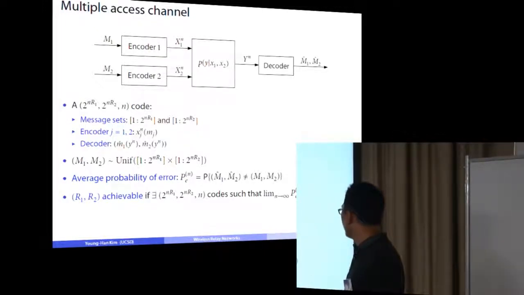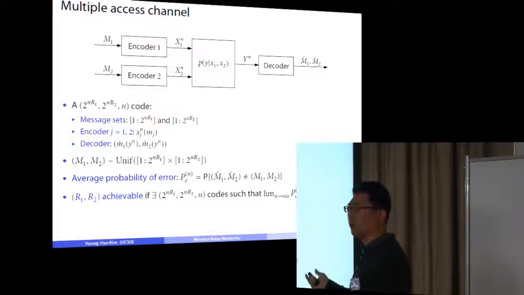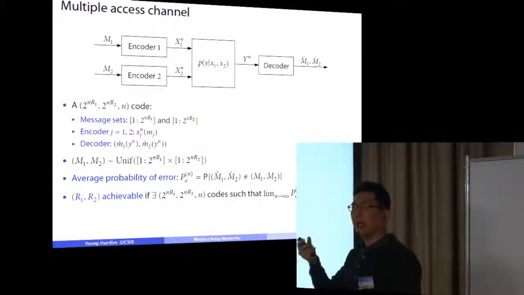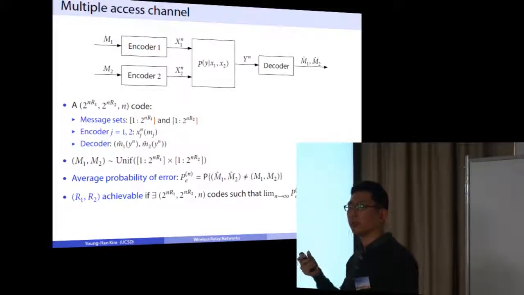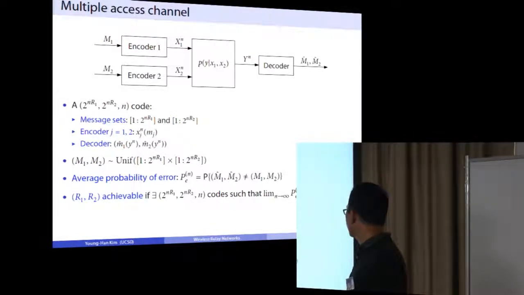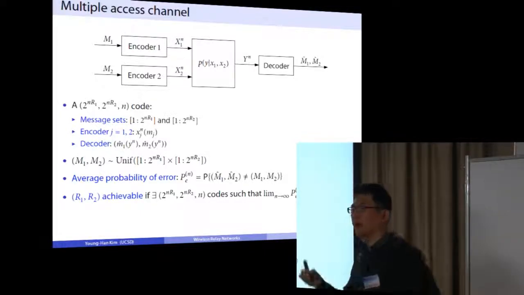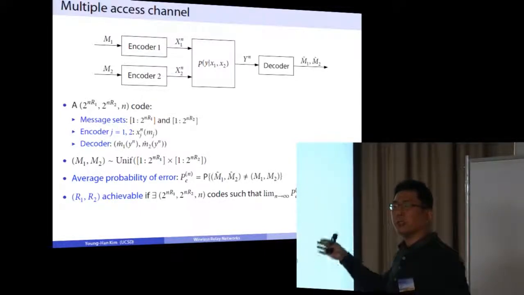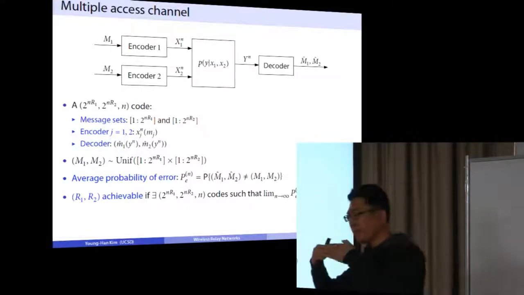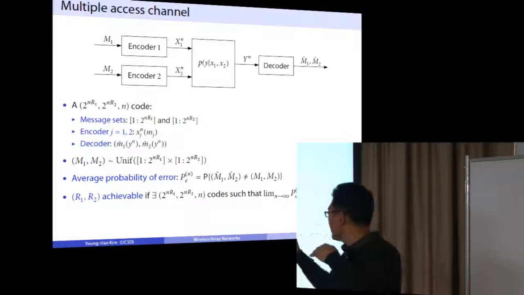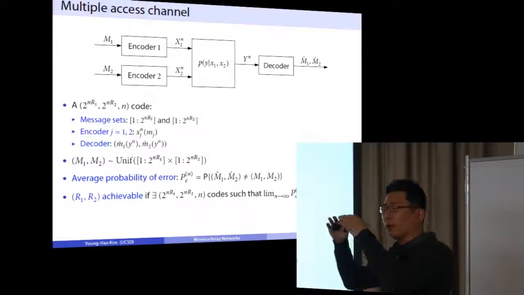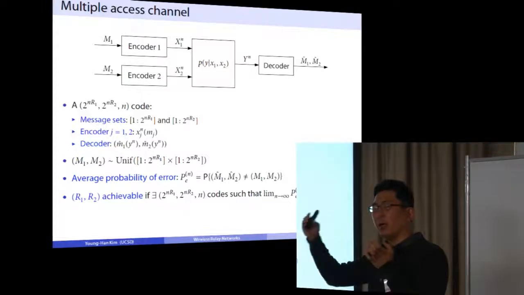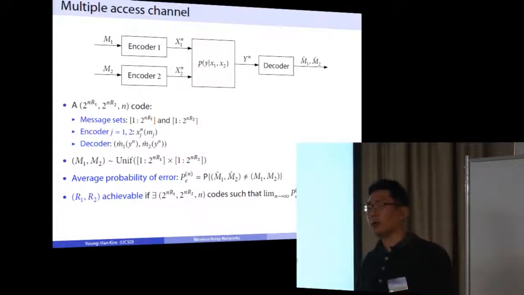This trade-off between different users' rates is captured by the notion of achievability. We say the rate pair R1 and R2 is achievable if there exists a sequence of codes such that the probability of error of their communication, defined this way, goes to 0 as we increase the block size. So this is Shannon's asymptotic approach to communication. He looked at the threshold trade-off between different rates when you can have arbitrarily long communication.